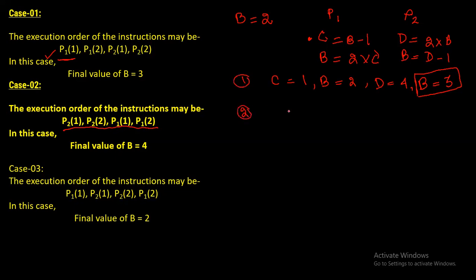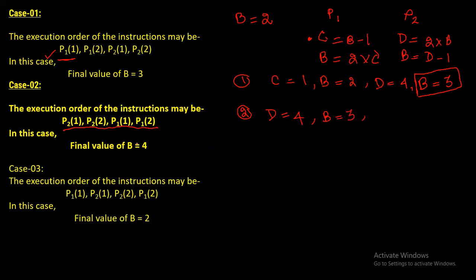Now for case 2. So P2, first line of P2, that means D value. D value will be 2 into B. That means B is initialized with 2. That means 2 into 2, that is 4. Okay, after that, second line of P2, that is B, and B value is D minus 1. That is 4 minus 1, that is 3.